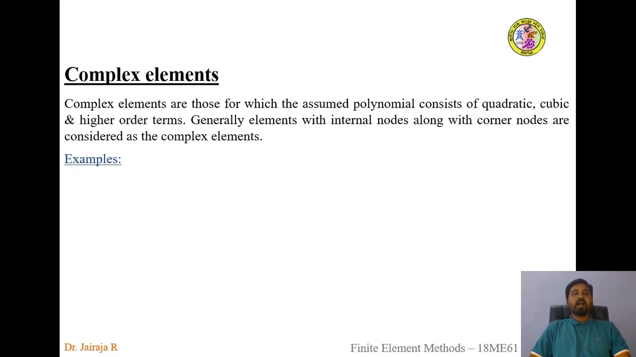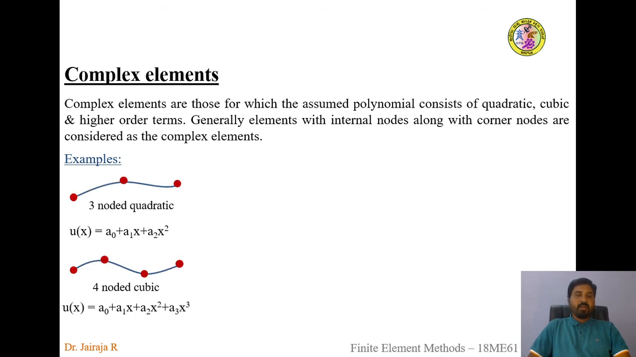Complex elements. Complex elements are those for which the assumed polynomial consists of quadratic, cubic and higher order terms. Generally, elements with internal nodes along with corner nodes are considered complex elements. Example, in 1D, the three-noded bar element. It is a three-noded quadratic element. Here it contains two corner nodes and one mid node introduced between the corner nodes. So a quadratic polynomial is considered: u of x is equal to a0 plus a1x plus a2x square.